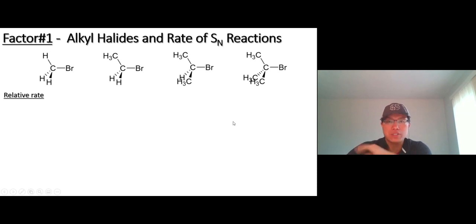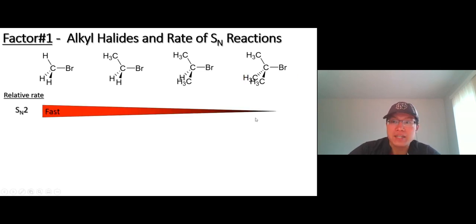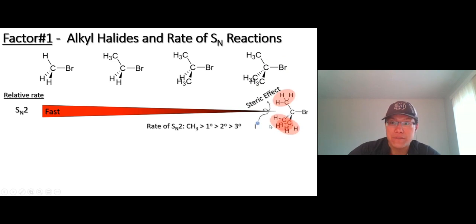All right, just a review. We talked about this before. The relative rates of alkyl halides for SN1 and SN2 are reversed. For an SN2 reaction, the smaller the better, because highly sterically hindered alkyl halides slow down the rate. So for the rate of an SN2 reaction, we prefer small alkyl halides: methyl, primary, or secondary. Tertiary blocks backside attack.